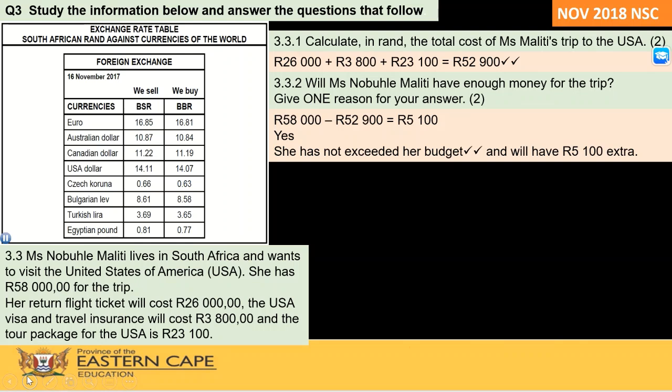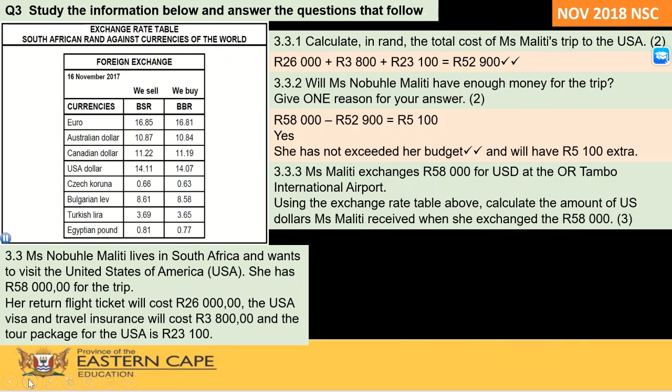How did this answer come about? Look above yes, and you will see there's the 58,000 rand that Miss Maliti has for the trip. The trip will cost her 52,900, which is what you calculated in question 3.3.1. Therefore, that means that she will be left with 5,100 rand left over.